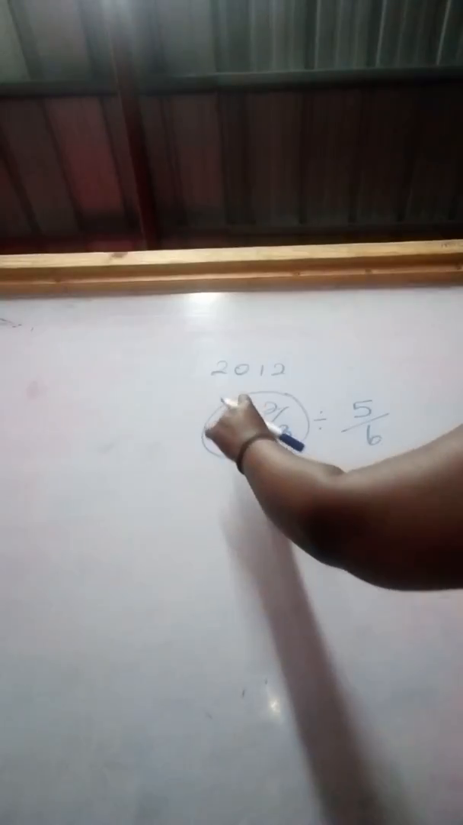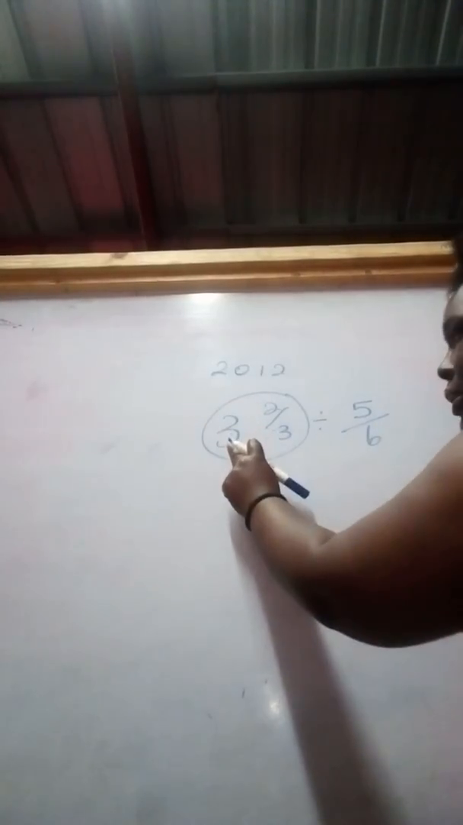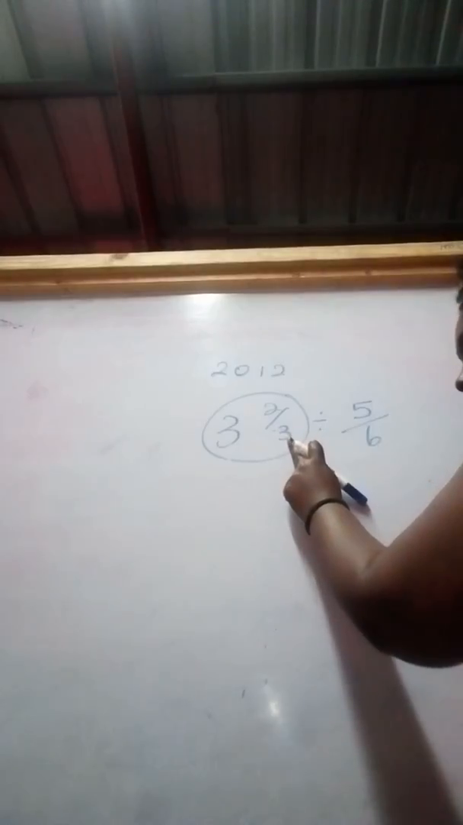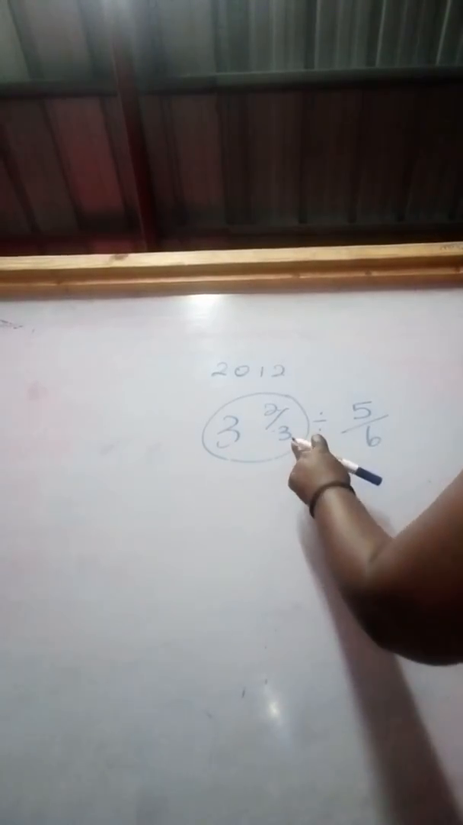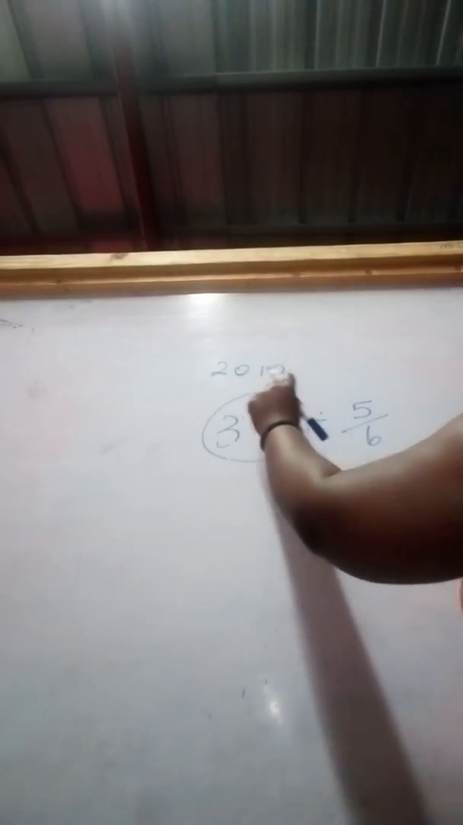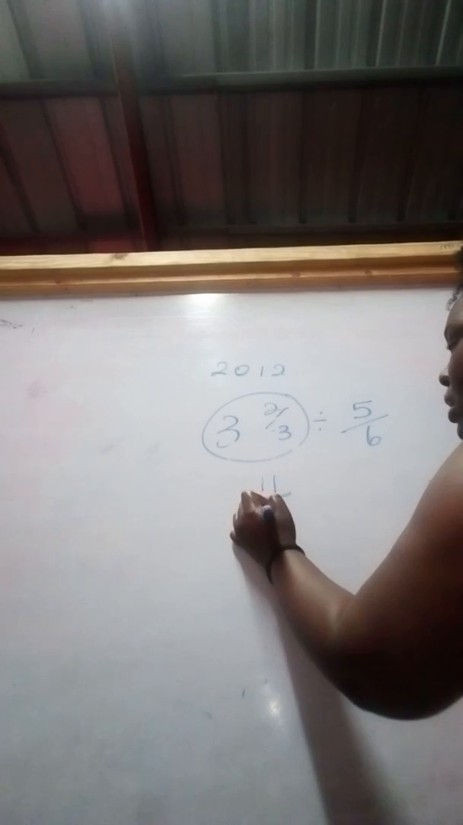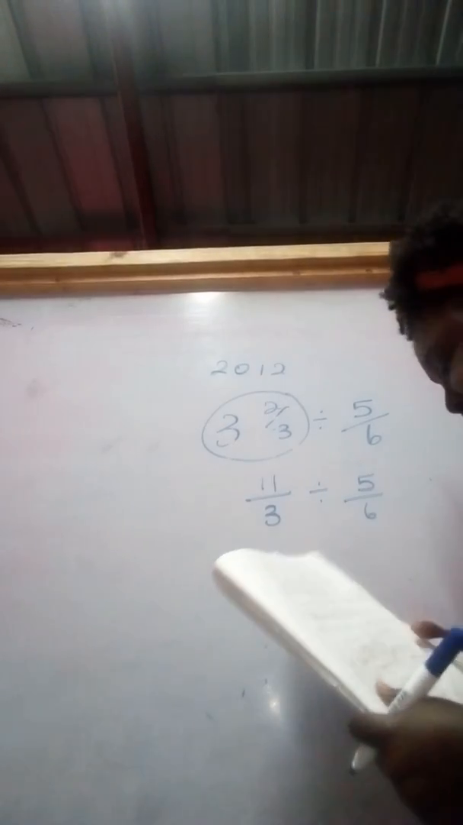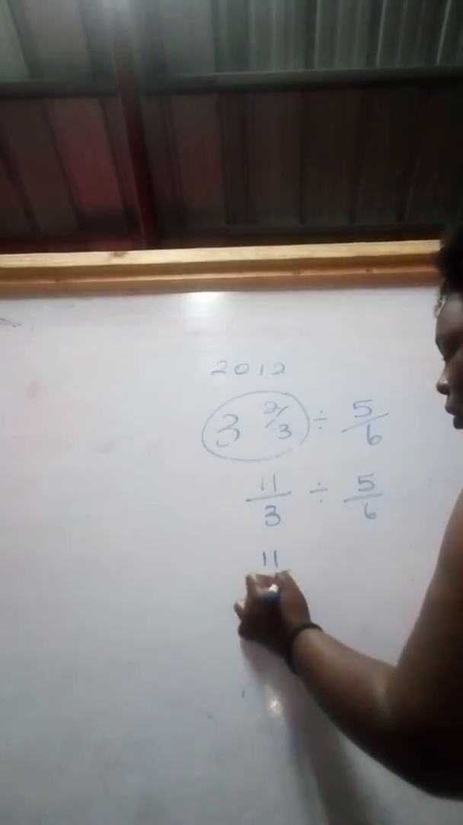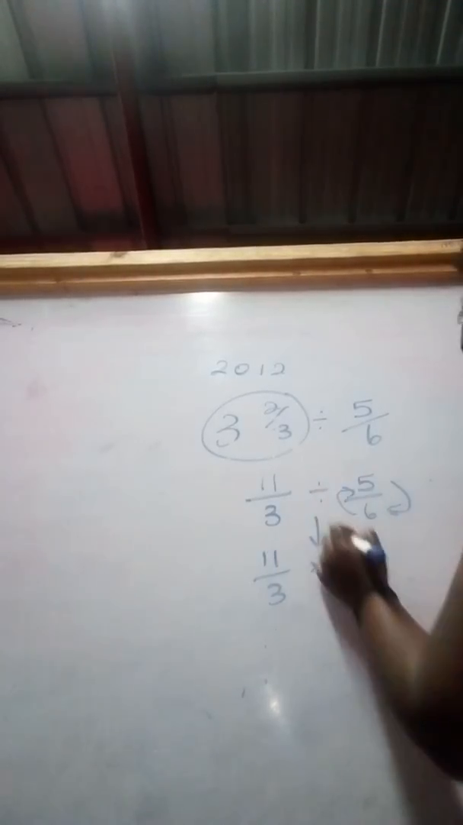Remember, to change a mixed number to an improper fraction, you take the whole number multiplied by the denominator. So that's step 1. 3 multiplied by 3 is 9. When you get your answer, you add it to the numerator. 9 add 2 will give us 11. We have 11 over 3 divided by 5 over 6. Remember, you have to change the division sign to multiplication. You have to flip the second fraction.